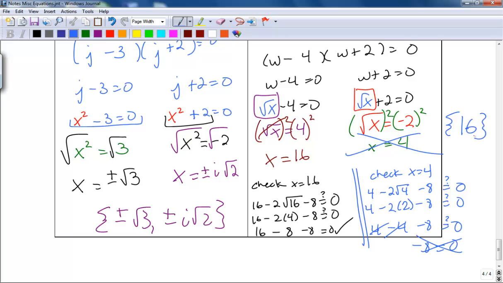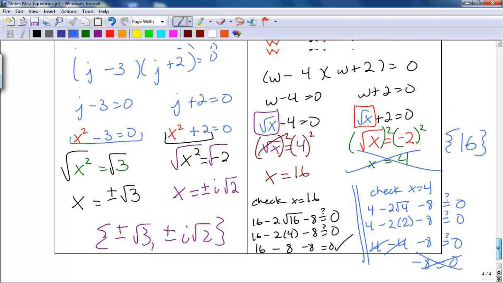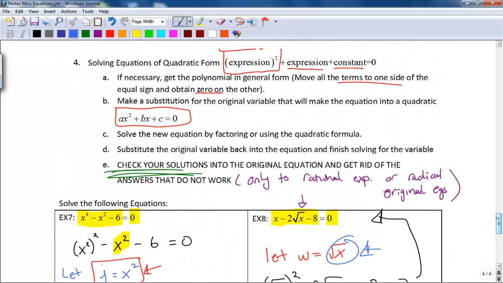Well, that's it for miscellaneous equations. Again, for this last one, equations in quadratic form, you have to get yourself in general form, make a substitution, solve that new quadratic by factoring, completing the square, quadratic formula, whatever you want, then put the original back in, and finish solving. And again, the only time you need to check it is when that original equation was a radical or a rational exponent.